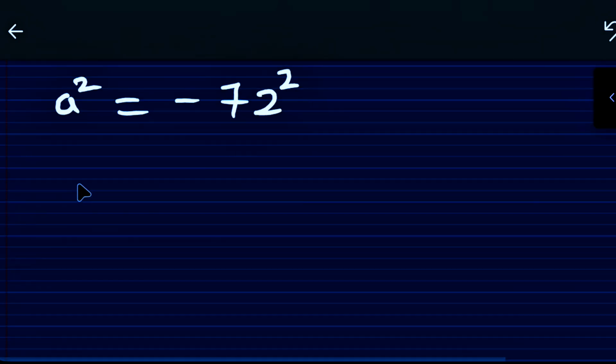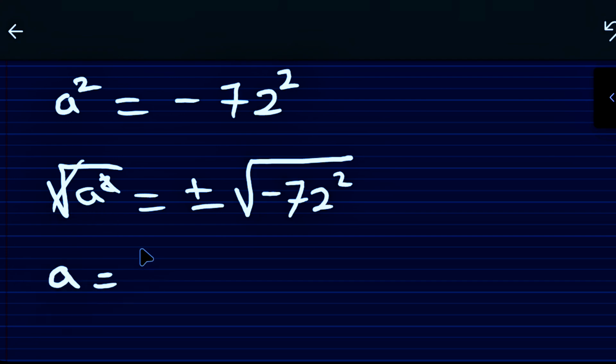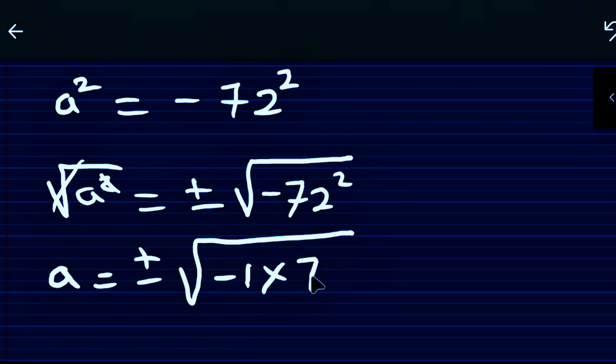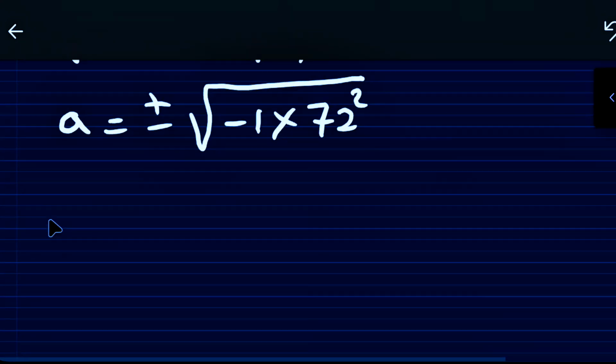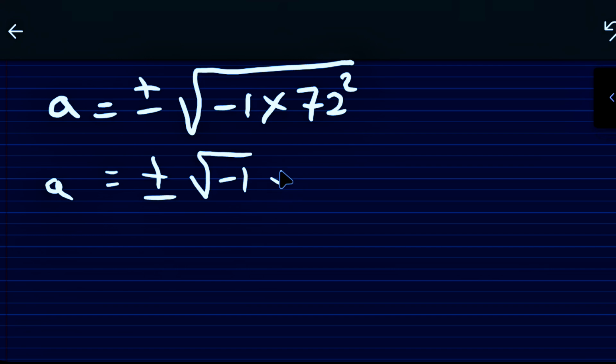So we are going to take square root of both sides. We'll have square root of a squared, and this equals plus or minus square root of minus 72 squared. From the left hand side, this square will cancel out this square root, and a will be equal to plus or minus square root of minus 1 times 72 squared. So from here we have a will be equal to plus or minus square root of minus 1 times square root of 72 squared.